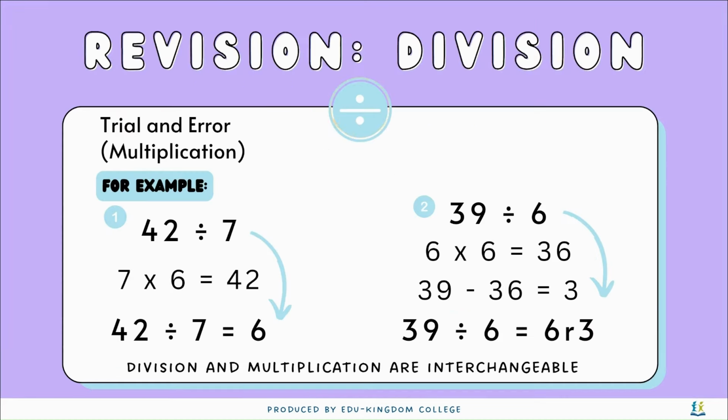A quick little revision on division. Division is interchangeable with multiplication. So we can see here the 42 divided by 7. 7 times 6 equals 42, so we know that 42 divided by 7 is going to give us 6. Whereas 39 divided by 6, we did a little bit of trial and error. We know that 6 times 6 is going to be 36, and 39 minus 36 is going to be 3, so 39 divided by 6 is going to give us 6 remainder 3.